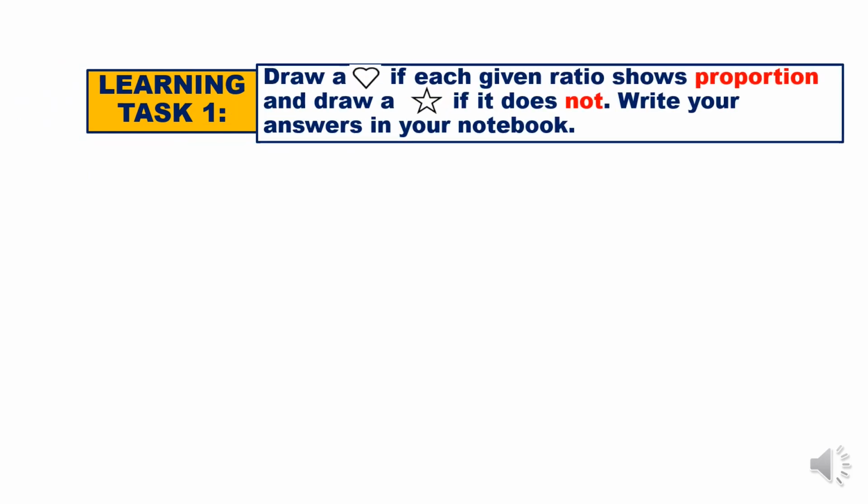For learning task 1, draw a heart if its given ratio shows proportion and draw a star if it does not. Write your answers in your notebook.